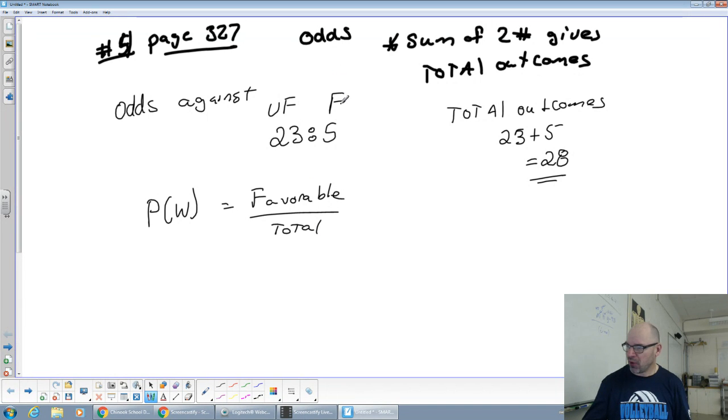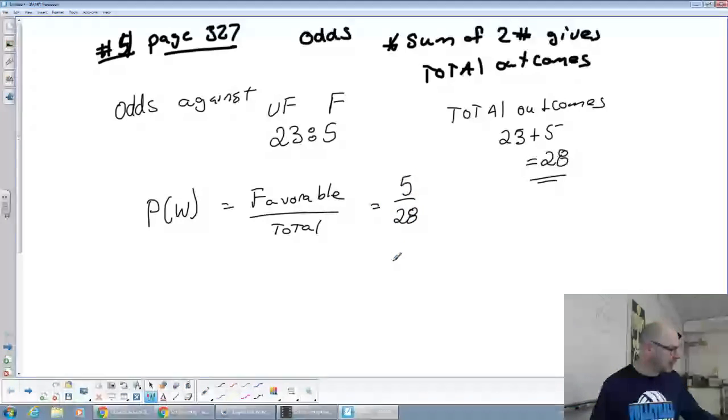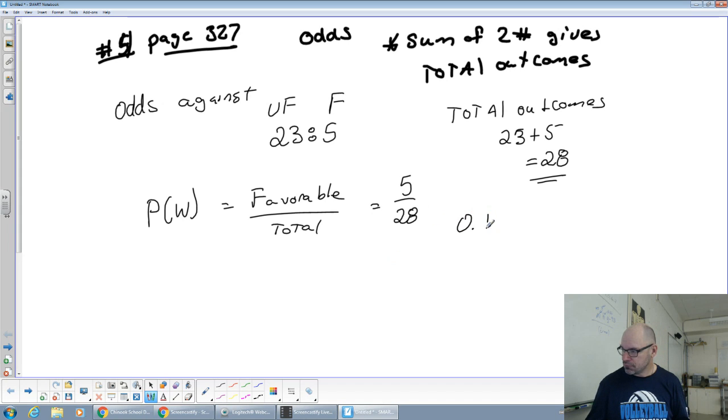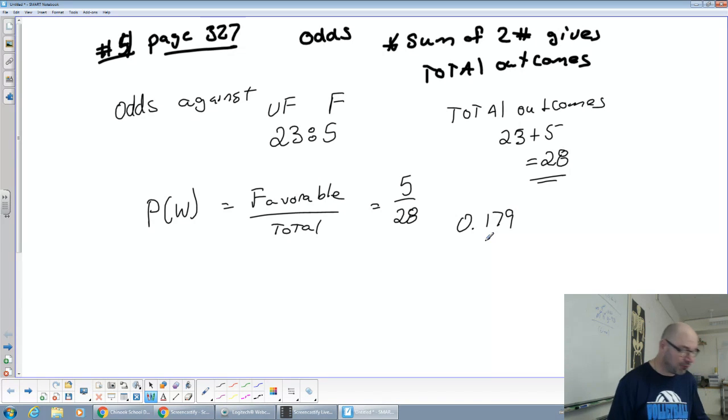So the favorable one is the 5, and the total is the 28. 5 over 28. Okay, if you want that as a decimal, 5 divided by 28 gives you 0.179, or 17.9%. Okay, so that would be number 4.